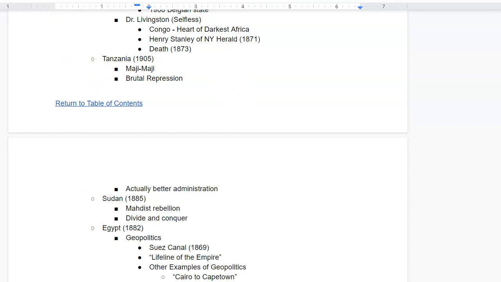In 1905, it was discovered that a particular spring of water had magical properties, and that the Tanzanian soldiers could sprinkle themselves with this water and become invincible to the German bullets. And so they did so. They sprinkled themselves, they went into battle, and they were slaughtered against German machine guns.